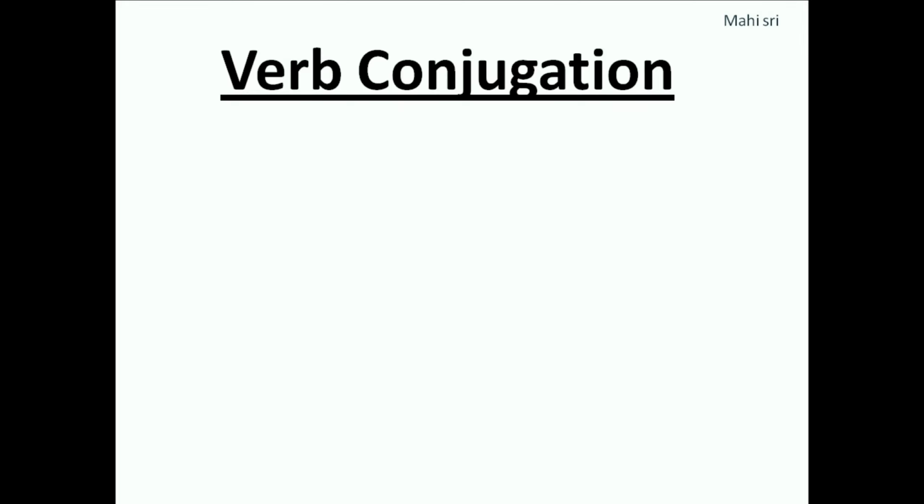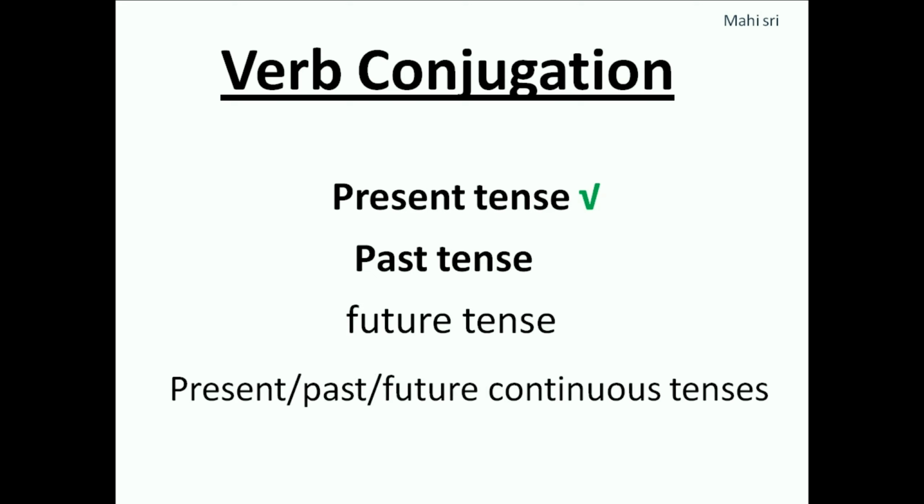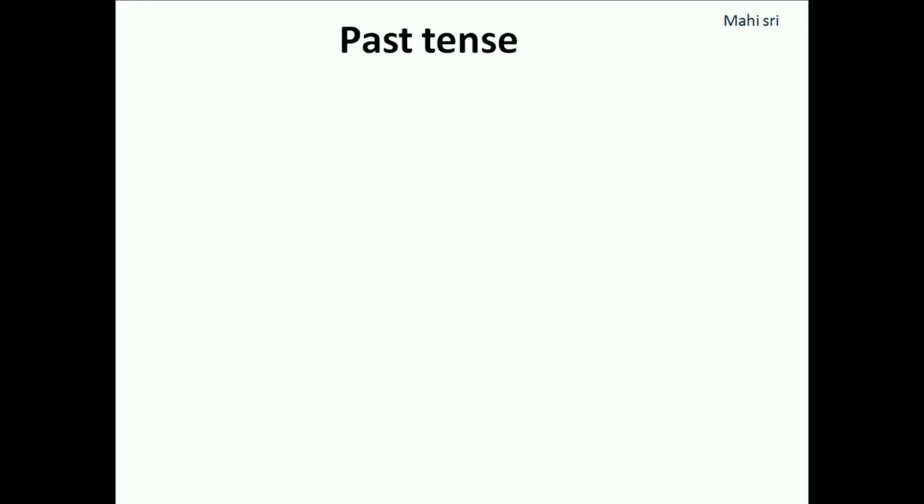I'm Maheshri. Now we're gonna learn part 2 of verb conjugation, which is past tense, how to conjugate verbs into past tense. We already covered present tense in the previous lesson, and in the next lessons we are gonna cover future tense and the three continuous tenses. So let's have a look at how to conjugate verbs into past tense. In a previous lesson, we already learned how to get the verb stem from the dictionary form of verbs. If you don't have any idea about it, please go to the previous lesson and check it.